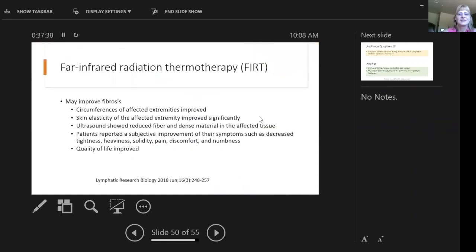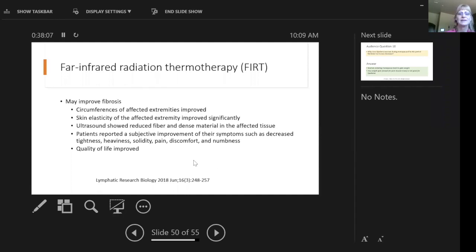And this, I found this yesterday and I decided to throw it in. I think there's a lot of different modalities on the market that can help reduce fibrosis in tissue. And this is one example of that. So this is far infrared radiation thermotherapy. So it's basically a device that's applied to the leg, and it actually heats up the leg, and then they used far infrared radiation to reduce the fibrosis.